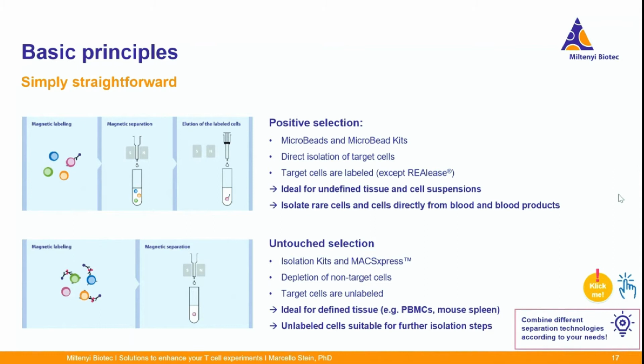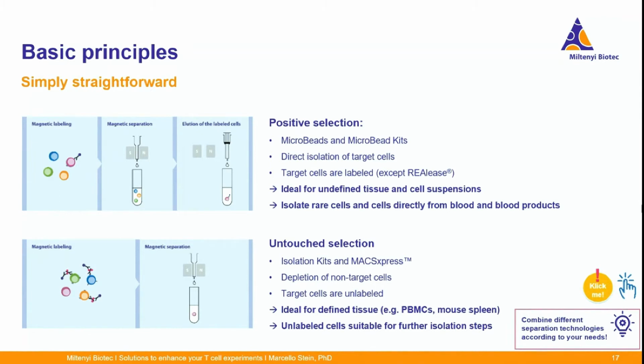Also, isolation directly from whole blood and blood products is very well achieved with MACS positive selection. Secondly, we have the untouched isolation with our isolation kits, working via the depletion of non-target cells. This is necessary when the target cell fraction is not defined by a certain marker, but rather the lack thereof. Hereby, all cells expressing a defined exclusion marker cocktail are depleted, and the target cells remain unlabeled and thus are usable for further rounds of sub-separation.